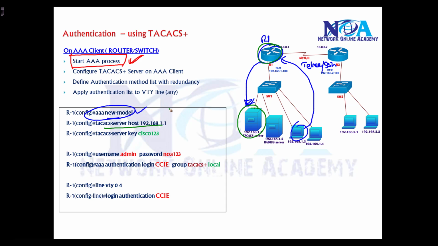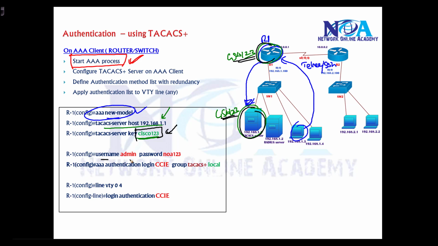So we need to configure the TACACS server, what is the IP address, and then also we need to configure some keys to be exchanged between the AAA client and the server. So we will be configuring a key between the client and the server. This is like authenticating the client and the server. So this key has to match on both sides. Whatever key I'm going to use on router 1 has to match the same key on the AAA server as well.